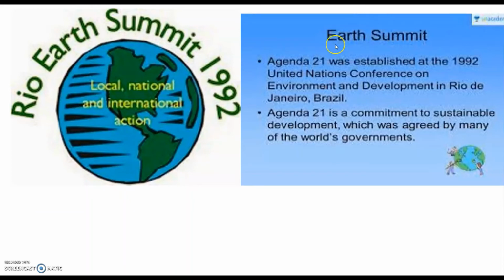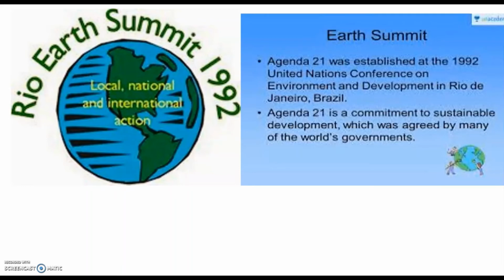Agenda 21. Okay, it is a declaration signed by world leaders in 1992 at the United Nations Conference on Environment and Development, which took place at Rio de Janeiro, Brazil. It aims at achieving global sustainable development.